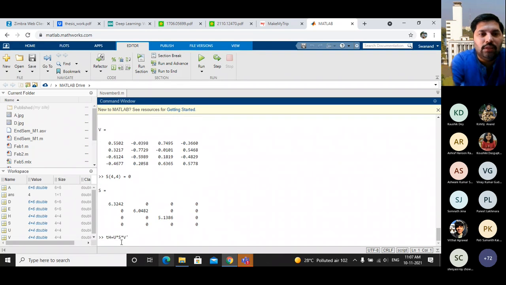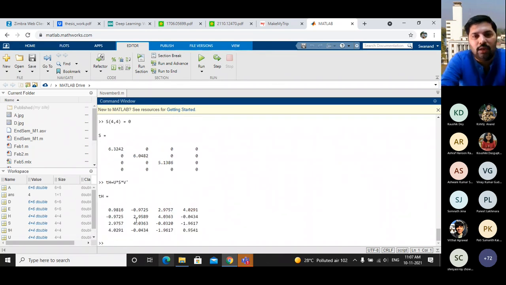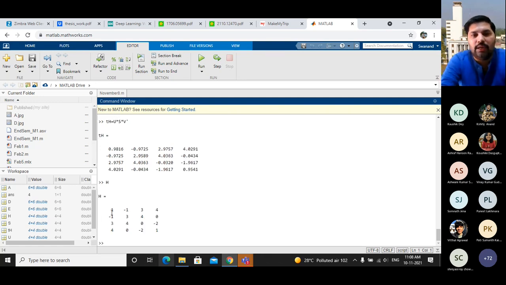If I have this H tilde, USV transpose, you see this matrix is symmetric, but it is not Hankel now. I have found the nearest low rank approximation to H, right? What is the matrix H? This was my original matrix H: 1, minus 1, 3, 4, minus 1, 3, 4, 0. You see this matrix H is a Hankel matrix. On the anti-diagonals, the entries are all the same. So this was the Hankel matrix that I started with. I used the singular value decomposition to find the nearest low rank matrix, and I get a symmetric matrix.